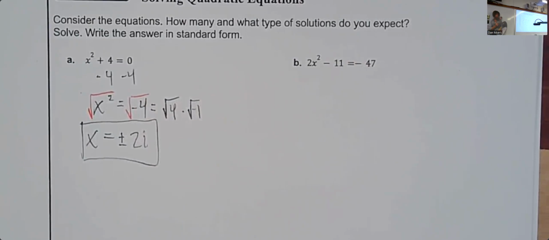So use the same process we did for solving by square roots, but then simplify with imaginary.